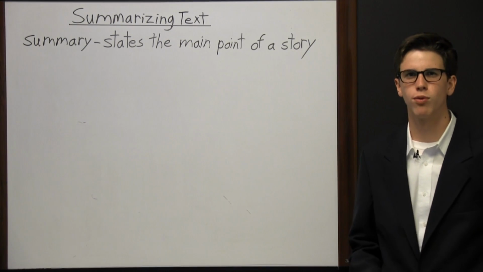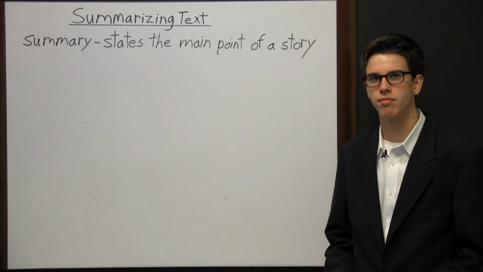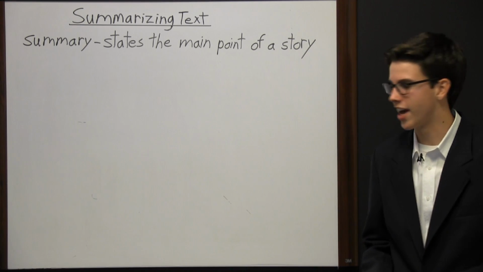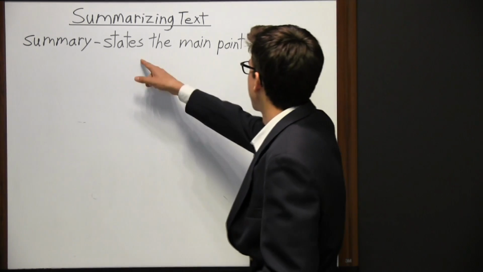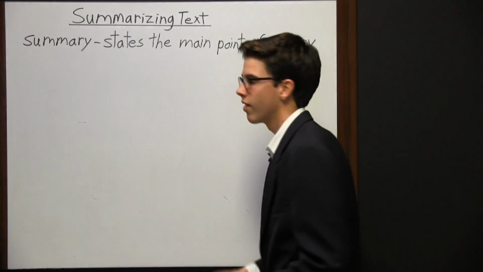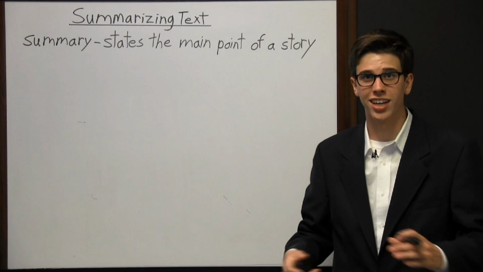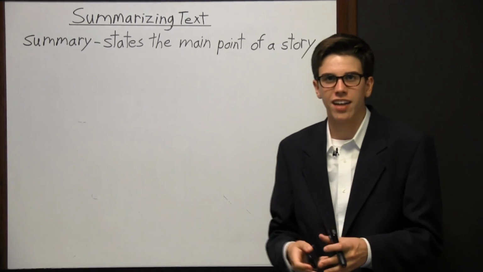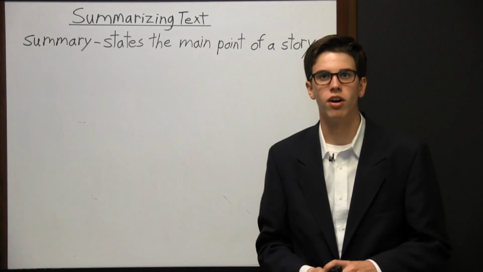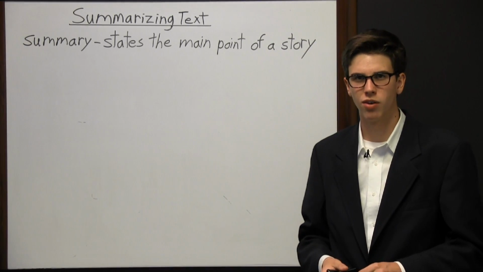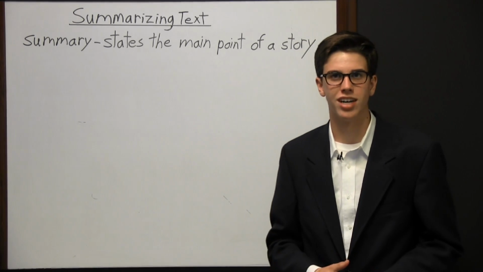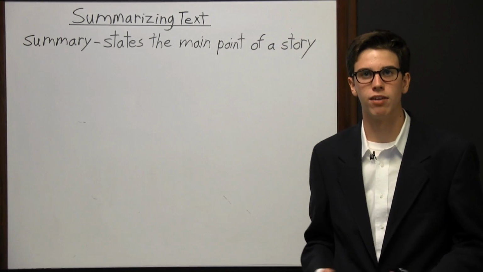Reading Comprehension, 4th grade. When it comes to summarizing text, you need to be able to state the main point of a story. So a summary is just stating the main point of a story. So you're reading an entire story, and then you're just taking the important things and writing about that. If you've ever looked at the back of a book, you'll see a summary on the back of a book. And so there's a whole book that may be 100 or 200 pages, but the author summarizes it on the back of the book so that you get an idea of what it's about.